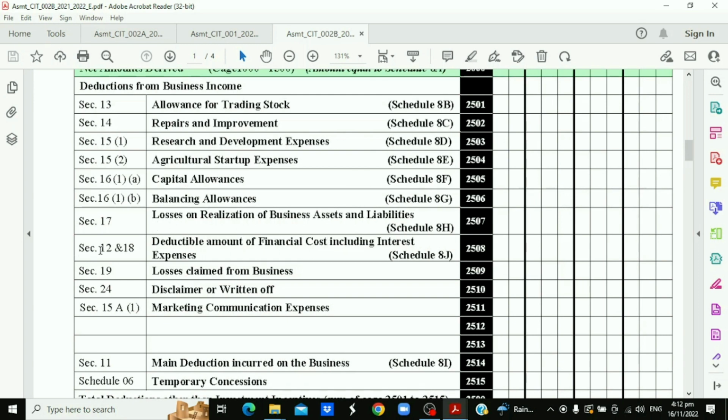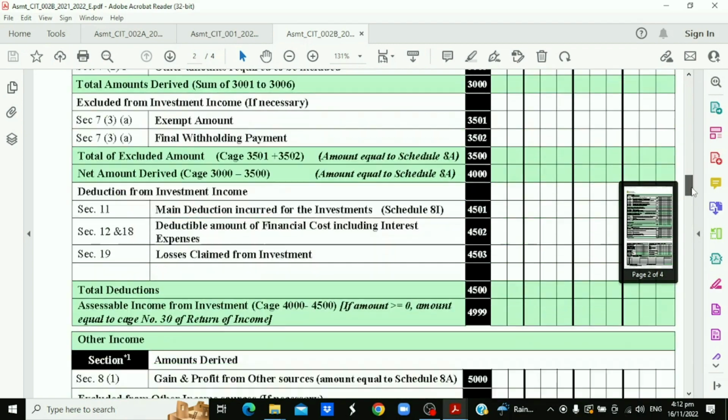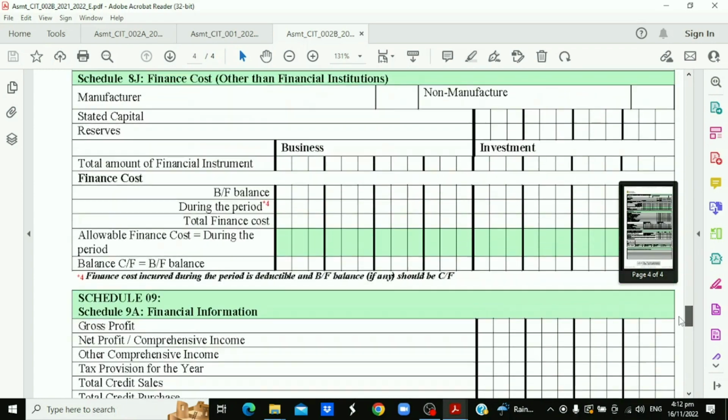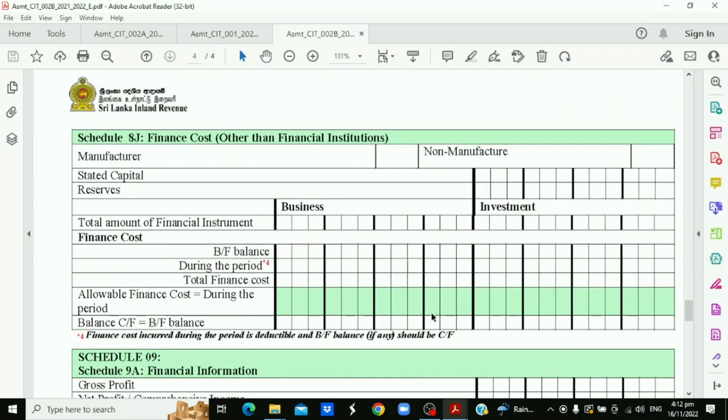Then sections 12 and 18 have a separate schedule, right? Schedule 8J, right? We will discuss it and come here, right? Schedule 8J, that is related to the finance cost, right? That is related to the finance cost.